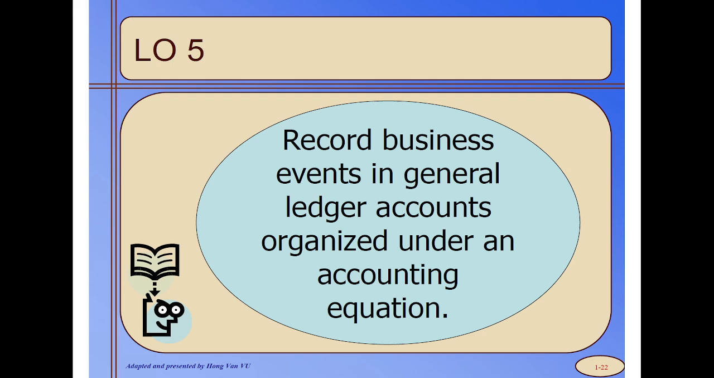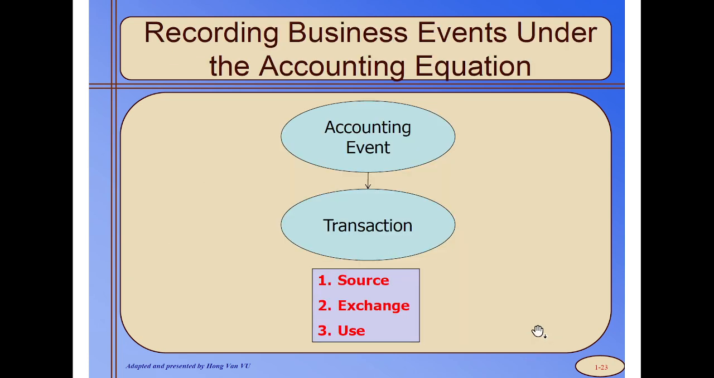Simultaneously, we record the business event into accounts organized under our equation. And as we do, we classify them as one of the 3 transaction types. So let's follow the new company. We will take the transaction here. So we have an accounting event. We record all of these transactions in 3 types of transaction. The first transaction we call an asset source transaction, then an asset exchange transaction, and an asset use transaction.